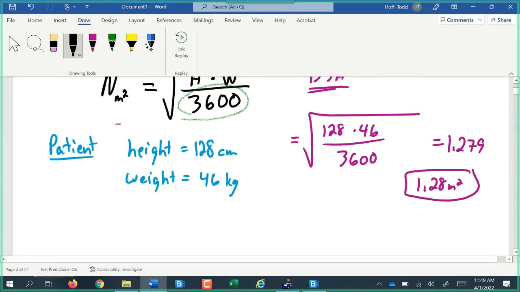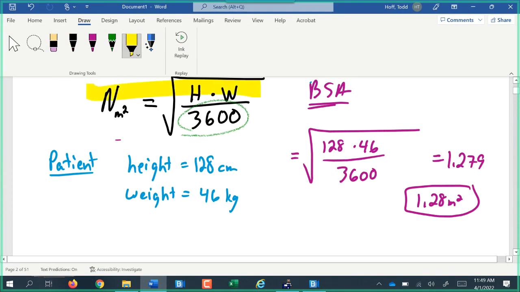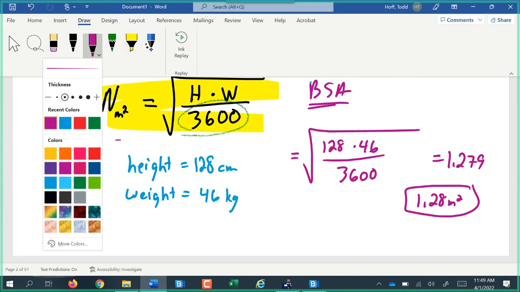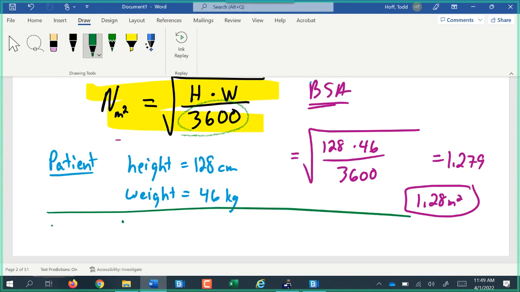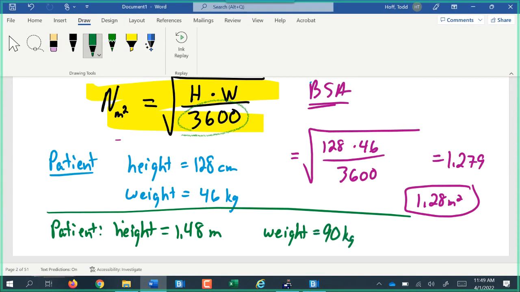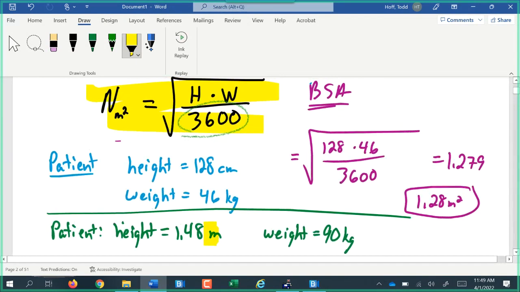Well, I'm going to have you guys try one here. I'm going to leave the formula up here where you can see it. And our patient is going to have a height of 1.48 meters. Be careful with that now. And a weight of 90 kilograms. So again, be careful of the units here. That is in meters, so you have to make that conversion first. I'll give you a minute or so to calculate that, and then we'll go through that.